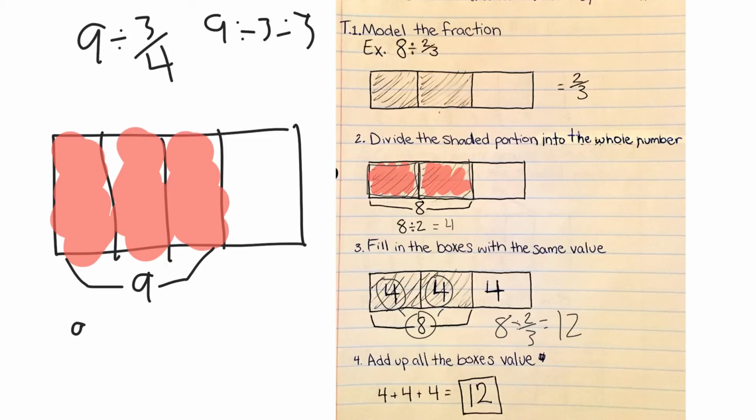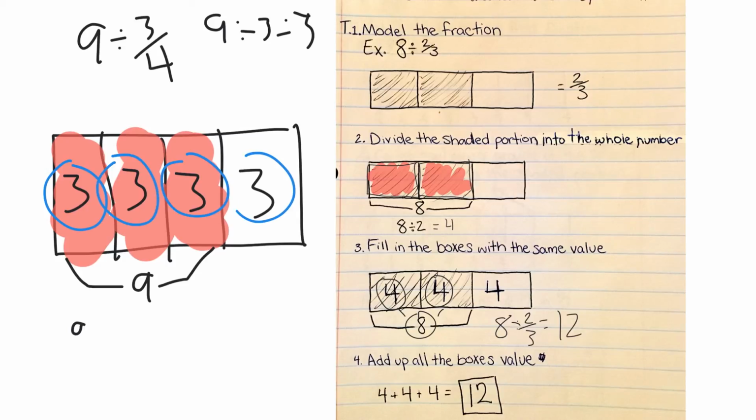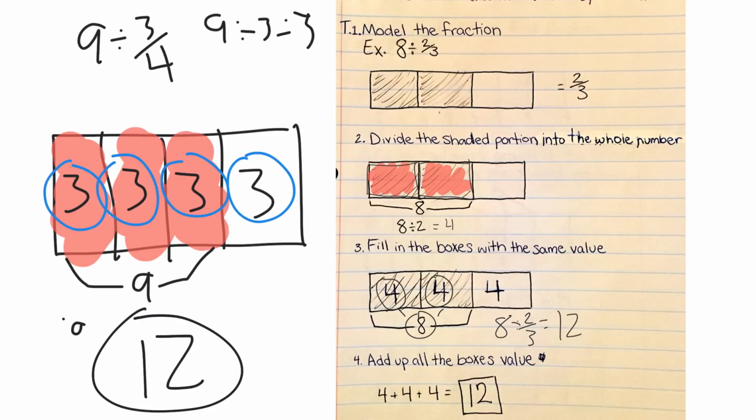Now, step number 3 says fill in the boxes with the same value, and I know that same value has to be 3. So there's 3 there, 3 there, 3 there, and 3 there. And finally, step number 4, add up all the boxes' value. So I've got 3 plus 3 plus 3 plus 3, and that will give me 12. So my answer here is 12 also. That's just coincidence, but that's how you do it from the top.